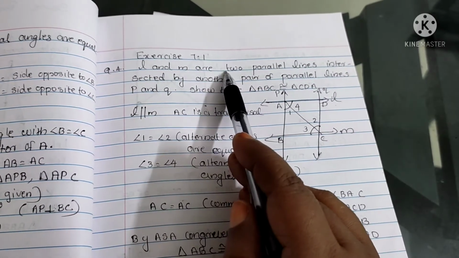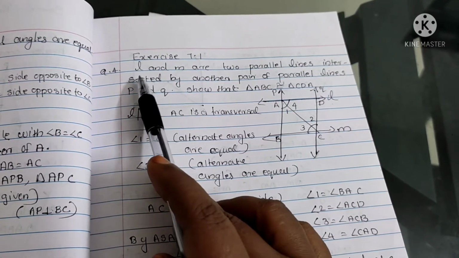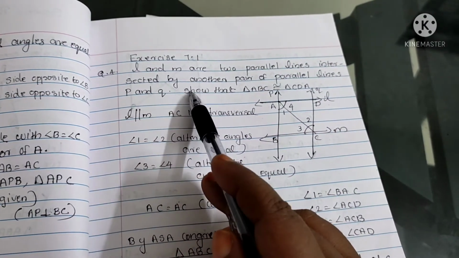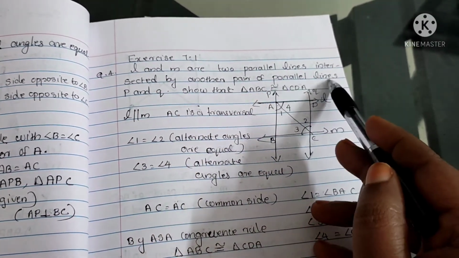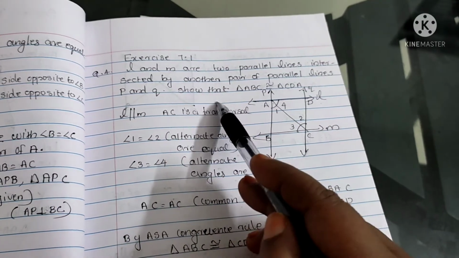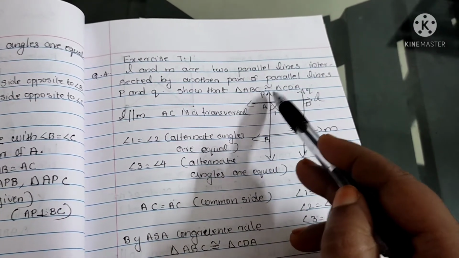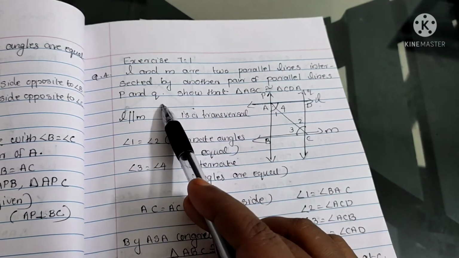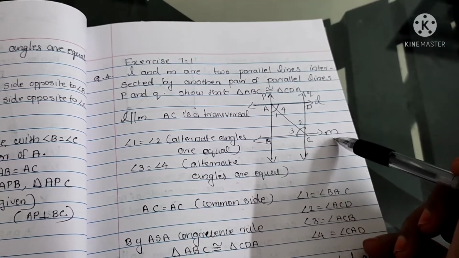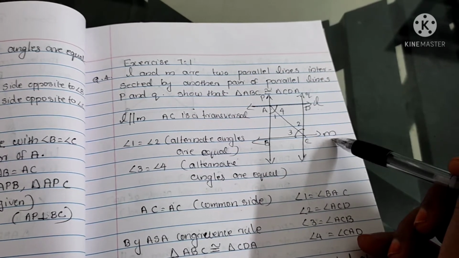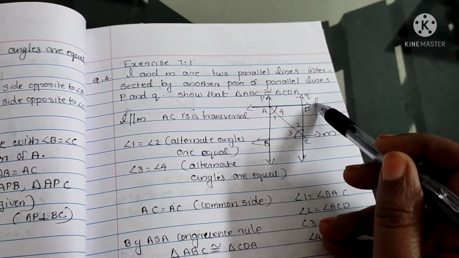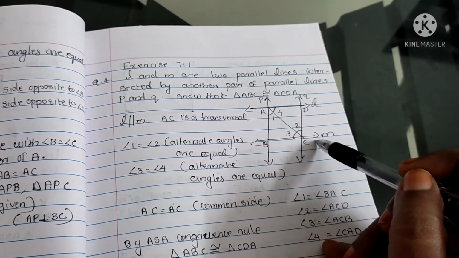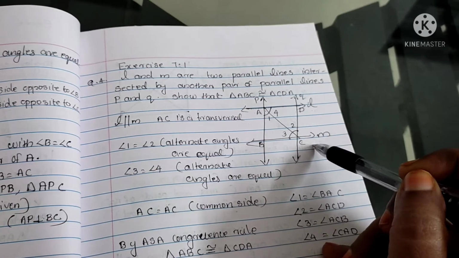Exercise 7.1, question number 4. L and M are two parallel lines intersected by another pair of parallel lines P and Q. Show that triangle ABC is congruent to triangle CDA. In the question, it is given that L and M are two parallel lines. Also, P and Q are parallel lines.